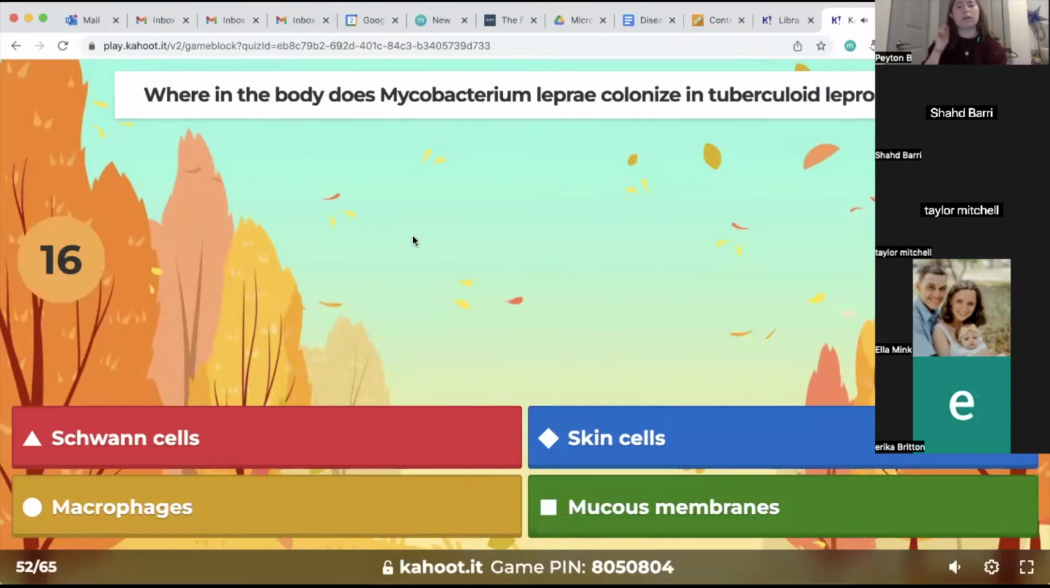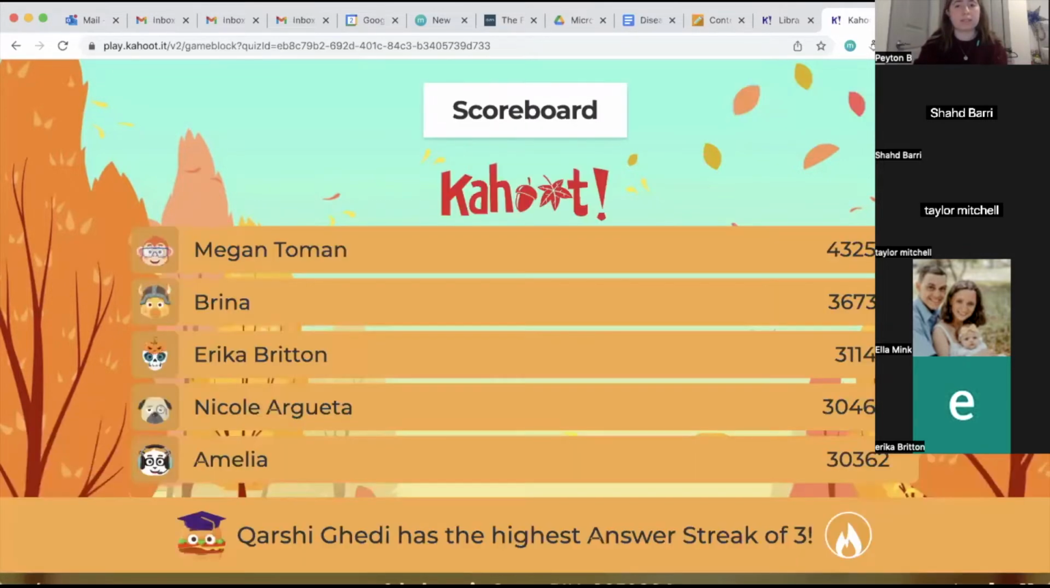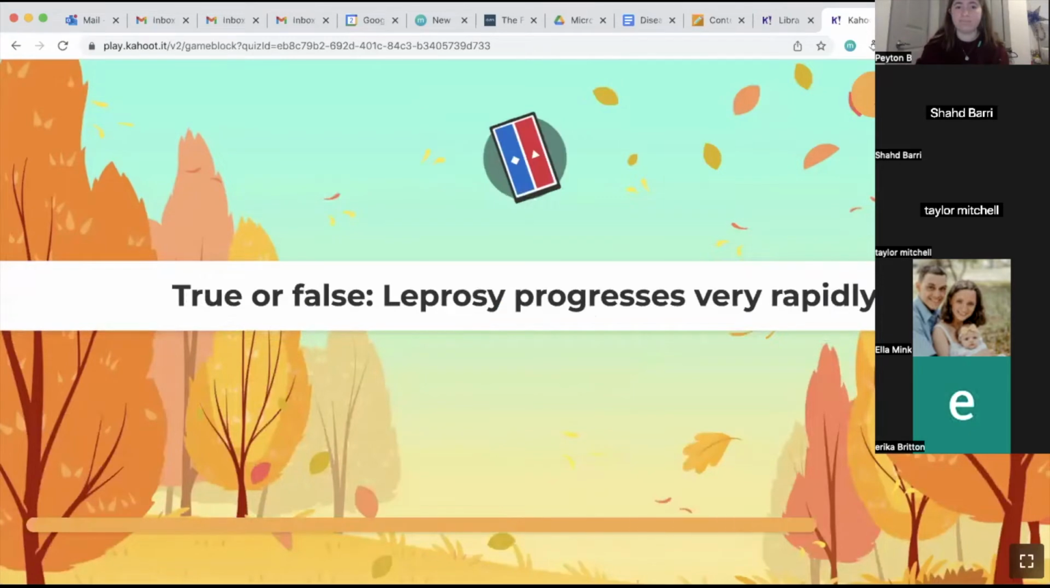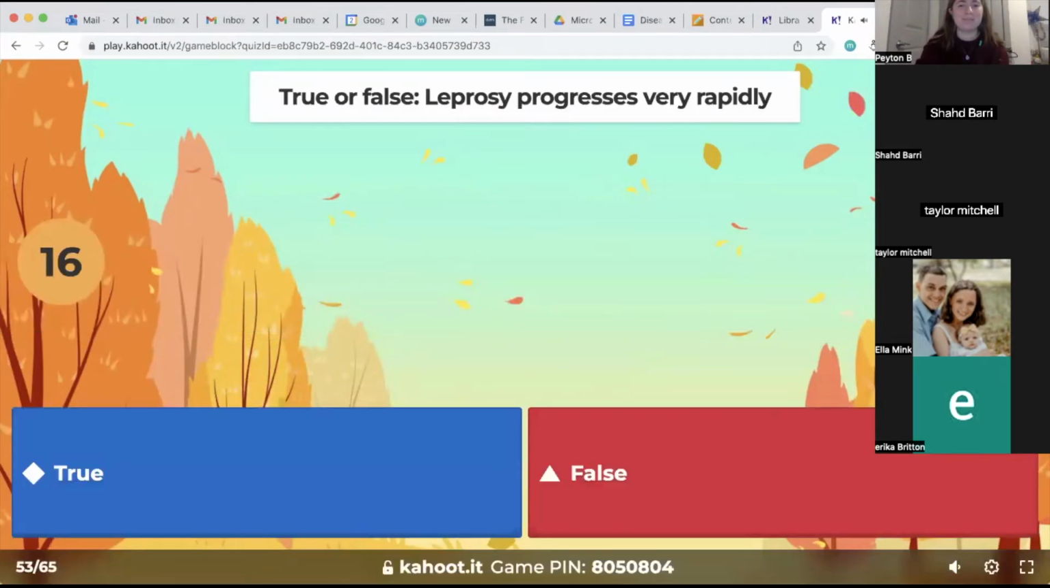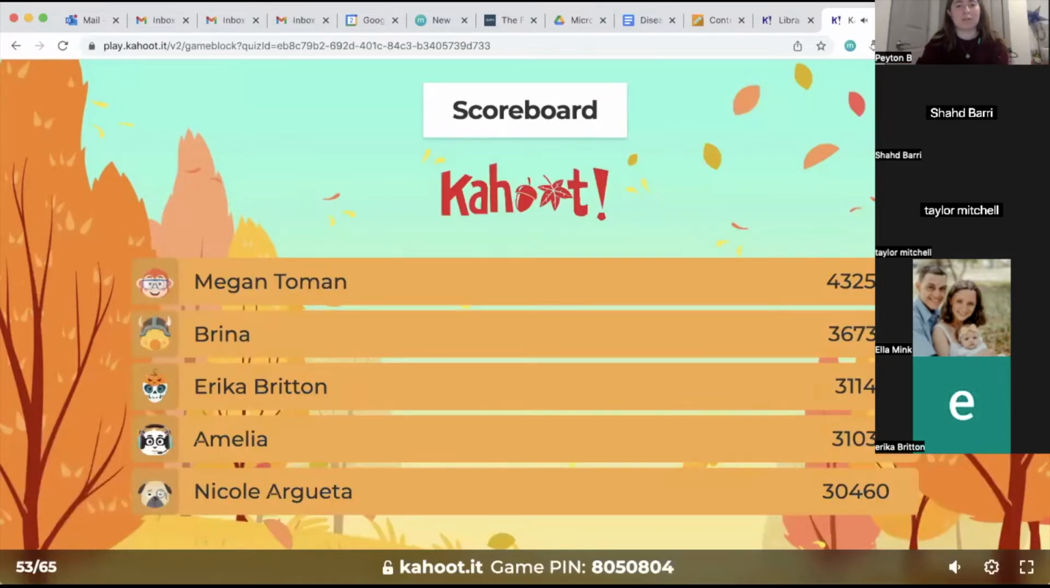Oh yeah, where in the body does Mycobacterium leprae colonize in tuberculoid leprosy? So there are two kinds of leprosy, tuberculoid and I'm blanking on the name of the other one, but they have different places they live. It's the Schwann cells. So not the mucous membranes. The other one, it's in the skin cells. So leprosy kind of lies dormant because it stays in the body for a long time. It's very slow progressing. Answered that one too. Yep. False. It progresses very, very slowly.